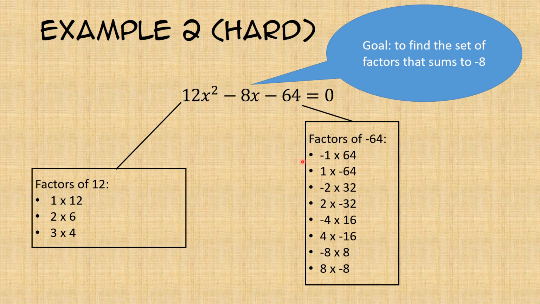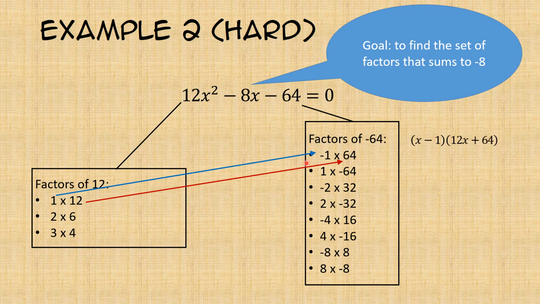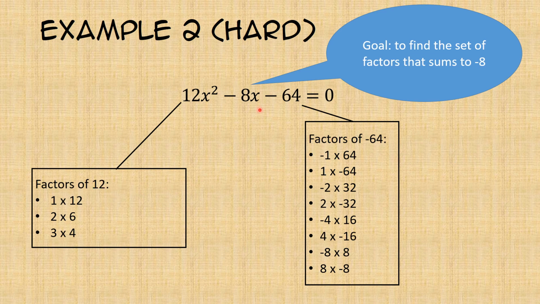So our first run will be 1 times negative 1 and 12 times 64. Insert those into our brackets, and then what we get is 12x squared minus 12x plus 64x minus 64, which equals 12x squared plus 52x minus 64, and that is not the same as our equation, so that isn't a solution. Remember that we have to try every combination of this, so we have to flip the left hand side over.